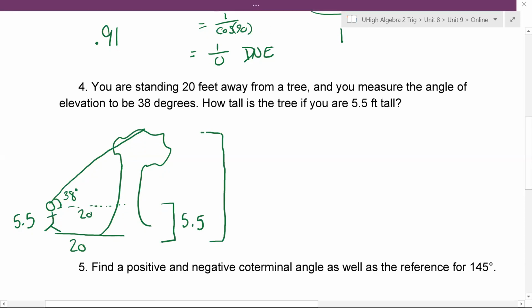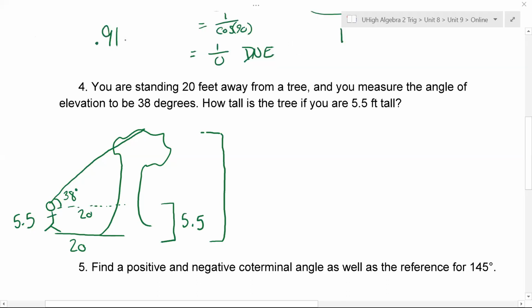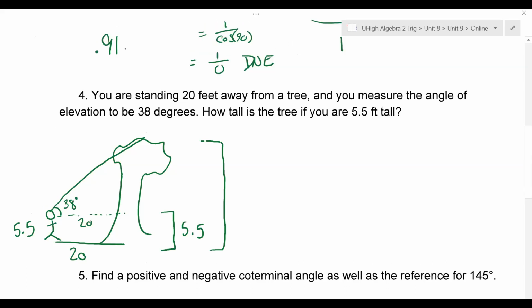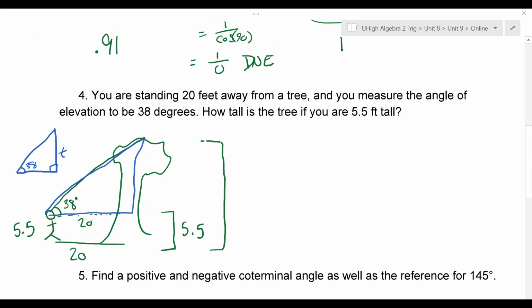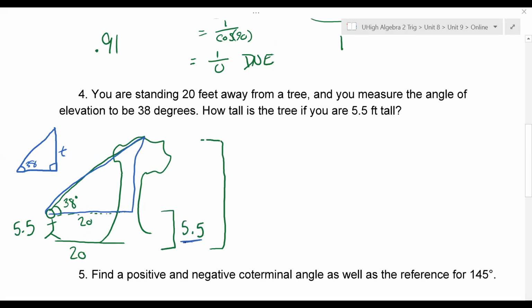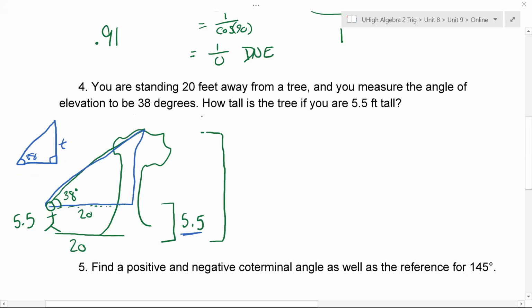So if I draw this in a little bit neater way, I'm going to say I have a triangle here that is 38 degrees with a height of t. So that triangle I just drew is going to be this triangle right here. But whatever I find for the height of the tree, I have to add that to my height of 5.5 to get the whole height of the tree.